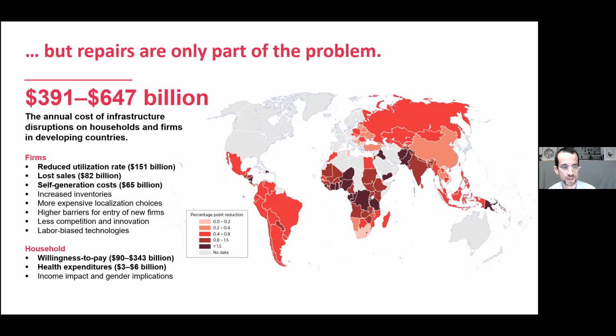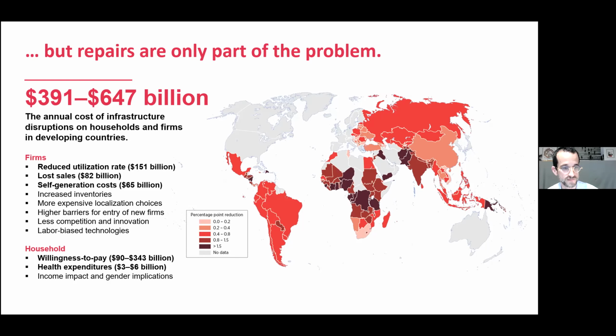For firms, a big part of the cost is reduced utilization rate. So you have this nice fancy little restaurant, but because there is no water and no power, you have to keep your restaurant closed. And so the utilization rate of your assets is reduced, and the global cost seems to be around 150 billion per year.